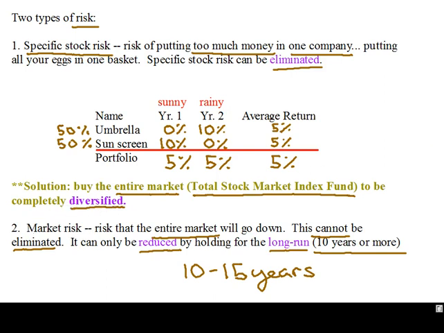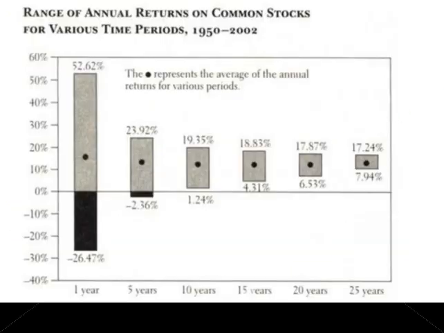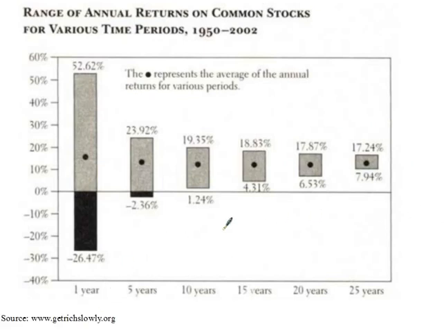So let me provide some evidence that you can reduce market risk by holding for the long run. If we take a look at this chart, my source is getrichslowly.org. What this chart does is it looks at the return of common stocks from 1950 to 2002. Now you can find more of these online that are more up to date, but this captures the concept that we're looking at.